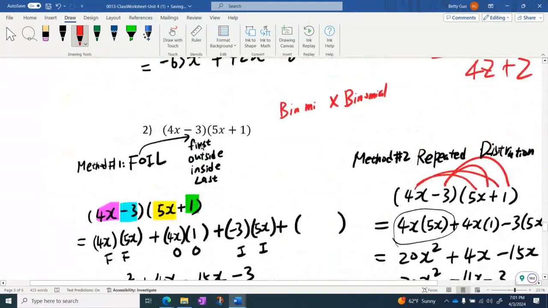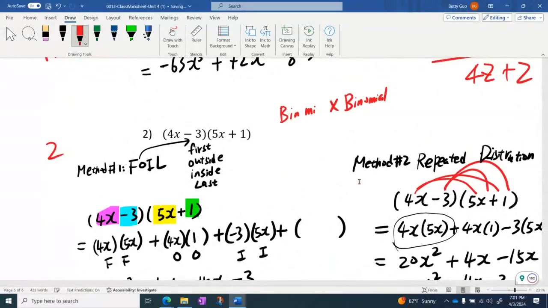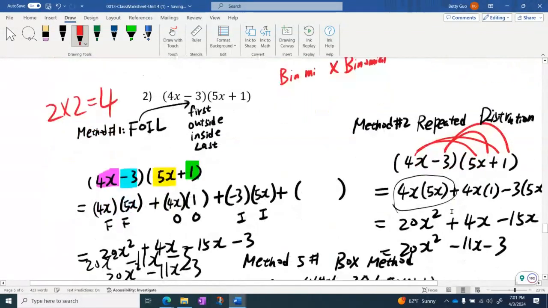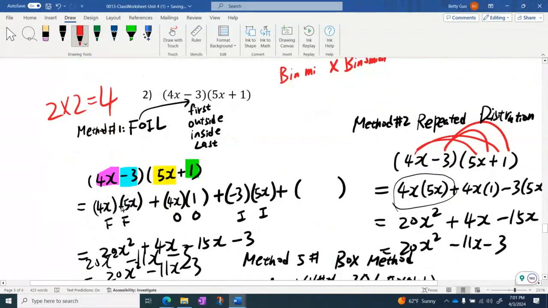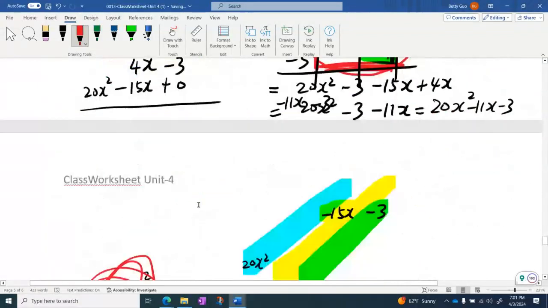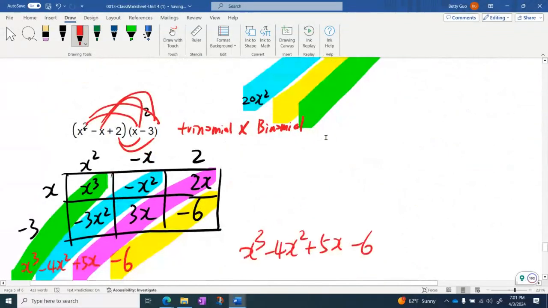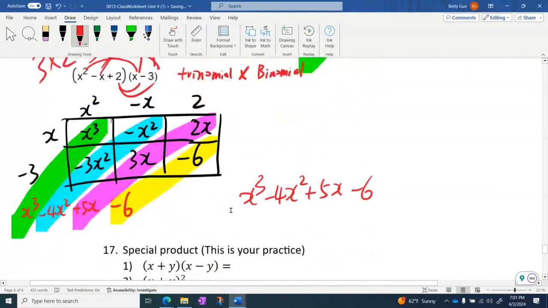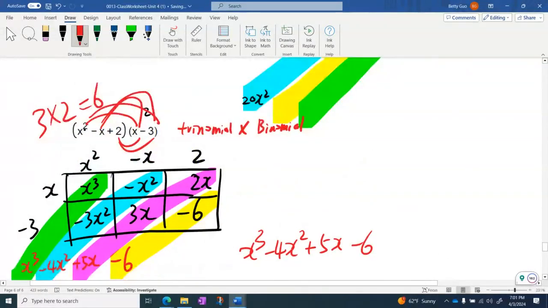When we multiply two binomials, this binomial has 2 terms, the second binomial has 2 terms. 2 times 2 is 4. So the expansion has 4 terms. FOIL, 4 terms, before we combine like terms. And when we multiply a trinomial by a binomial, the trinomial has 3 terms, the binomial has 2 terms. 3 times 2 is 6. So in the expansion, in the box, we have 6 terms. So that is one pattern I want to show you.